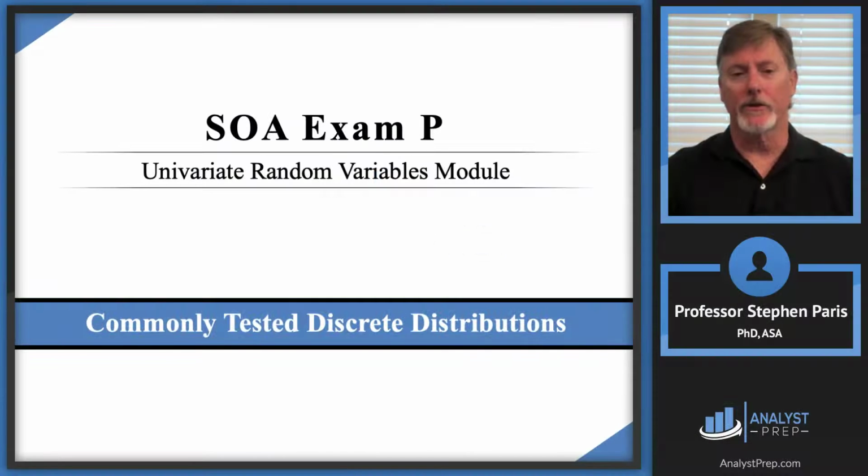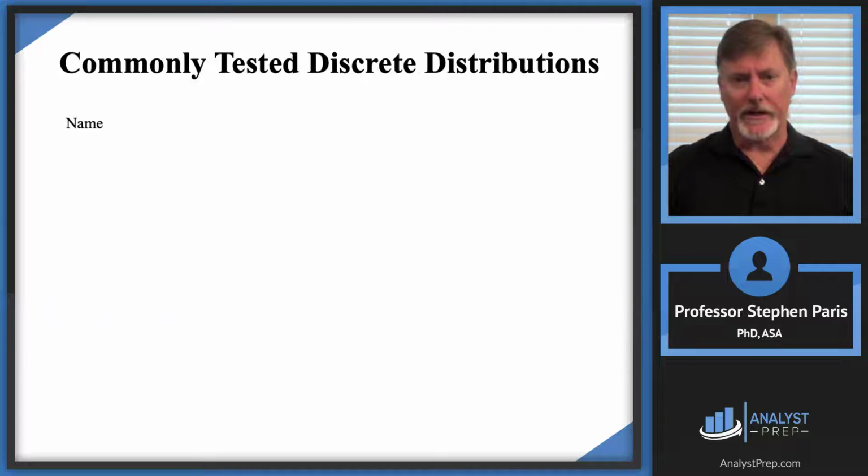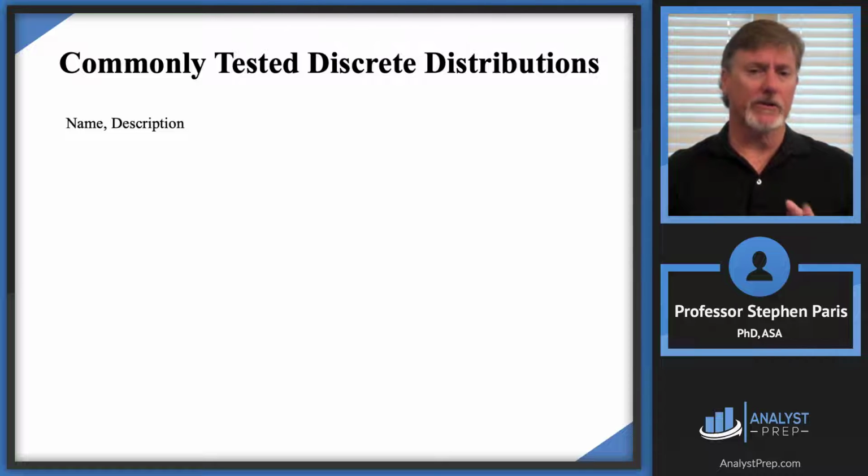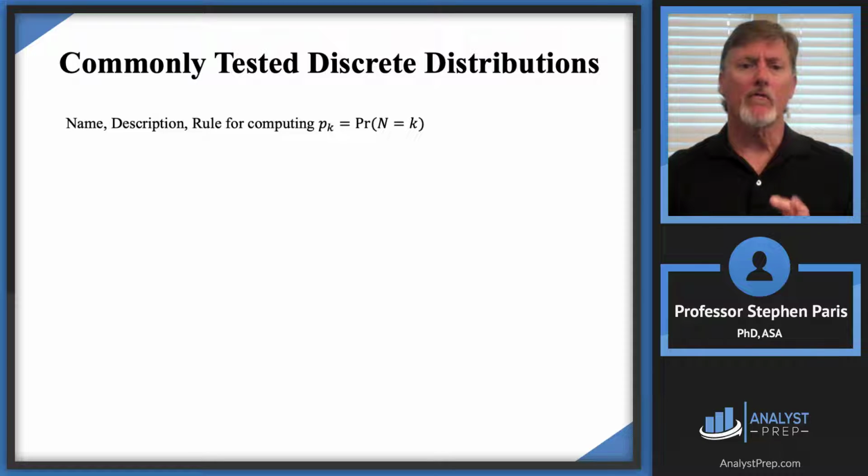Hi, in this video we're going to look at some commonly tested distributions. In each case I'm going to first give you the name of the distribution and then a description of the distribution. These are discrete distributions. After giving you the description, we'll talk about a rule for computing the P sub k values, which is the probability that the random variable is equal to k.